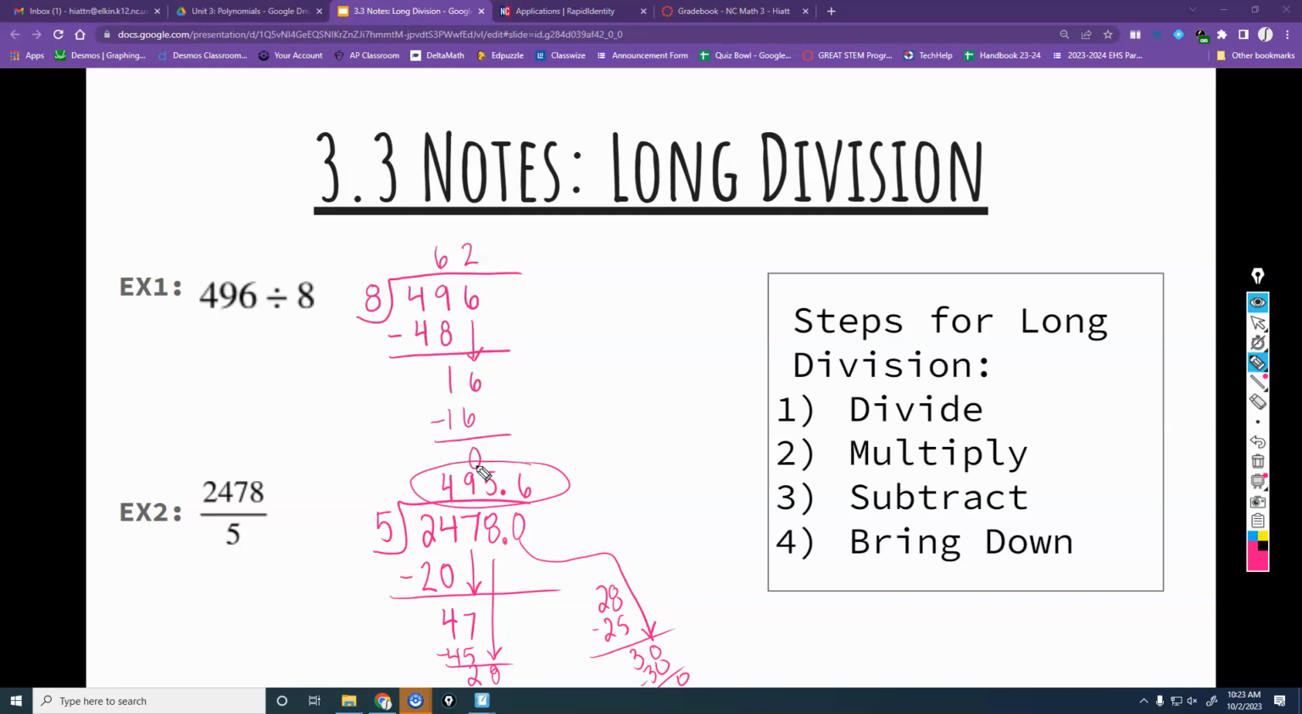Now, you don't have to be able to do long division with numbers because you are allowed to use your calculator and Desmos on everything. But we are doing long division with polynomials, and the process is the same.